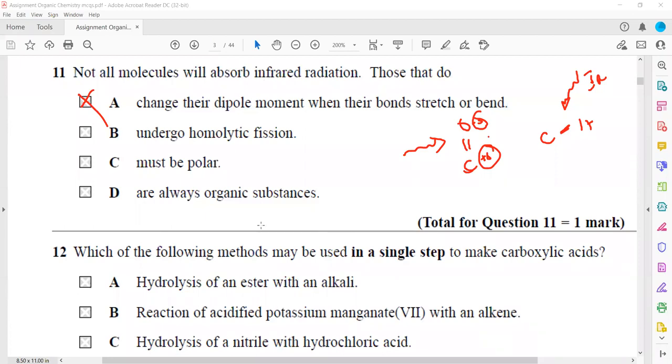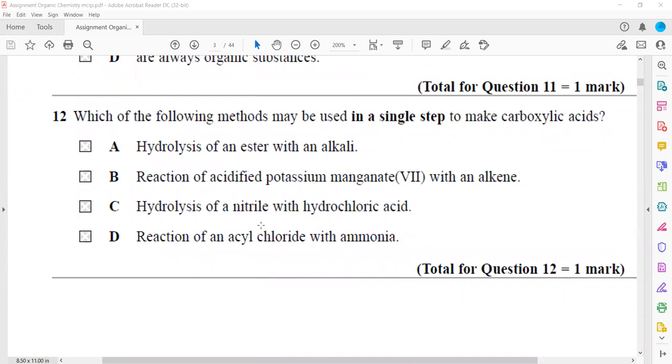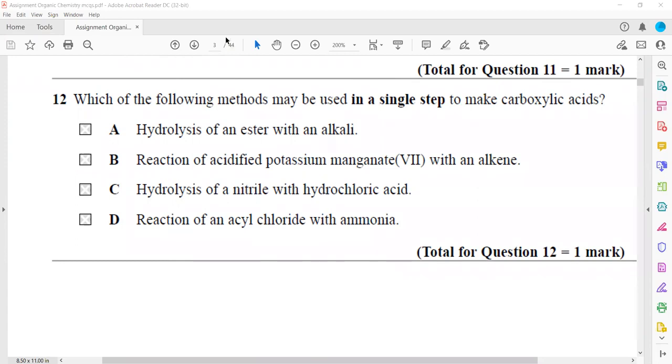Then another question: which of the following methods may be used in a single step to make a carboxylic acid? Like, directly we can make a carboxylic acid. Which technique or which method can be used? If we do hydrolysis of the ester in the presence of an alkali, which of the following methods could be used in a single step to make carboxylic acid? So we want to make carboxylic acid in one step.